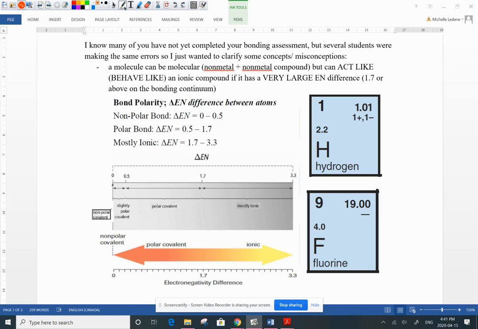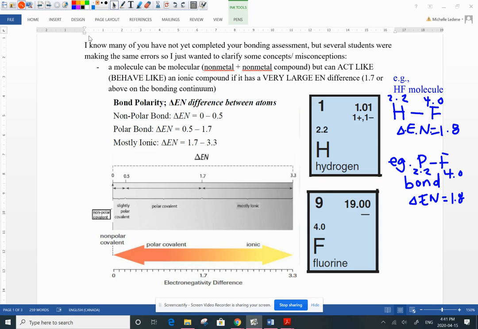So, one of the ones is when you look at the bonding continuum, you have to understand that you can have a molecule. And when I say molecule, I mean it's a molecular compound, right? It's a nonmetal and a nonmetal. But it can act like, or it can behave like, an ionic compound based on the continuum, based on if it has a very large electronegativity difference or not. So here's my example to you.